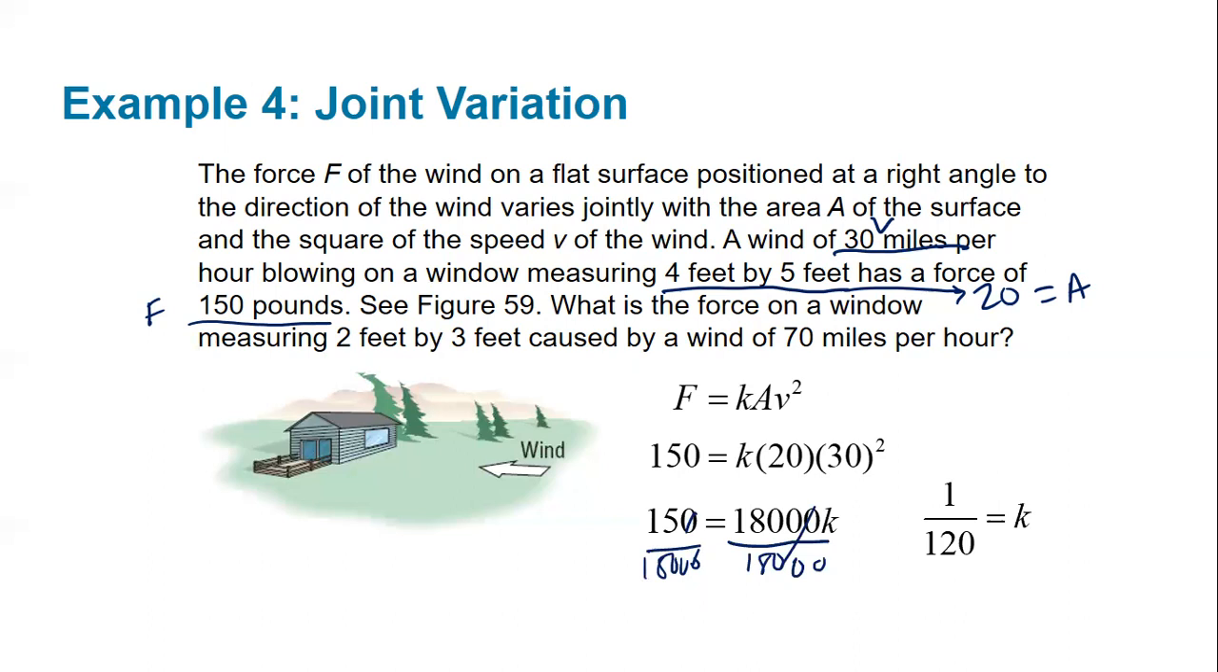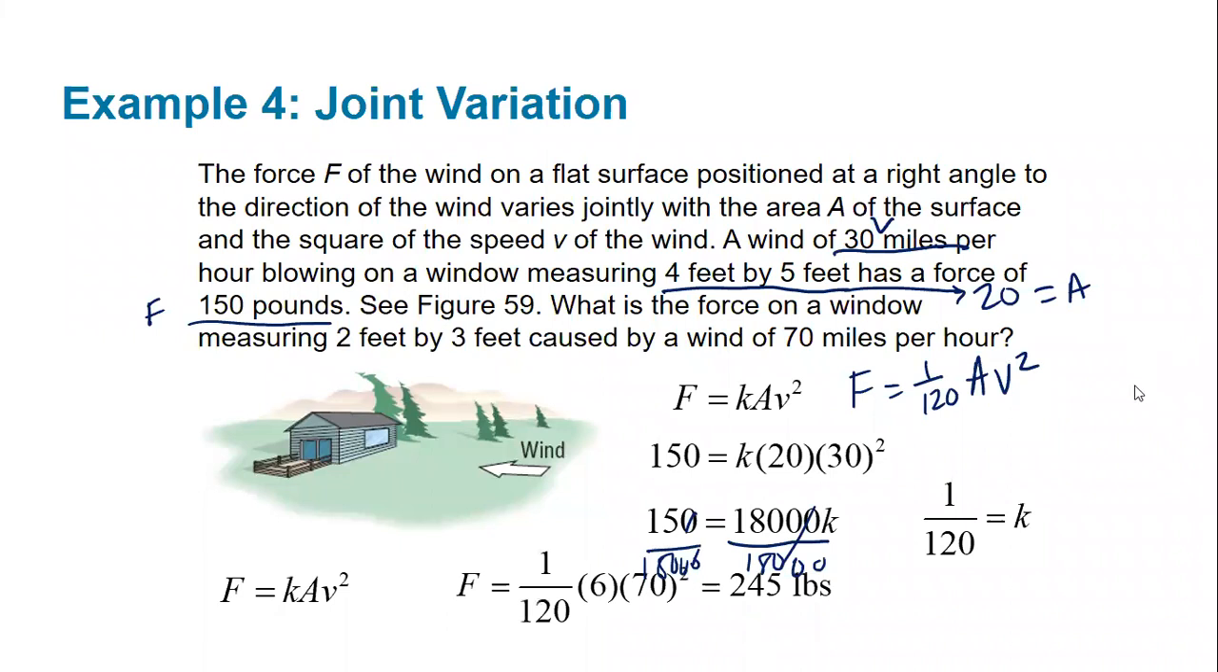Okay, now we have our K. Can we write our formula? What's our formula? So F equals 1/20th times A times V squared. So the question is, what is the force on a window that measures 2 by 3 with a wind speed of 70 miles per hour? Can you calculate that? All right, so when you plug in, you should have gotten 245 pounds.